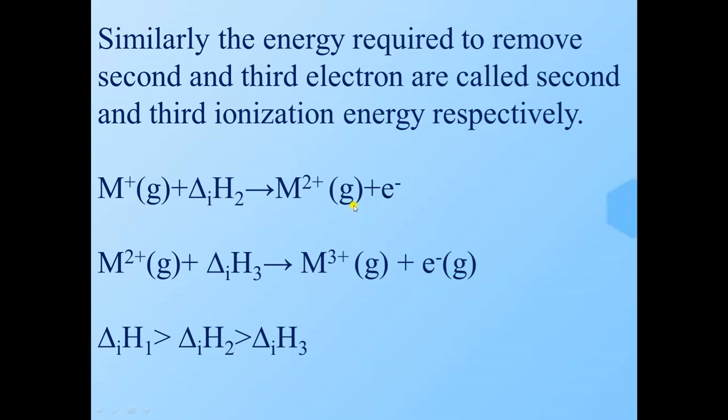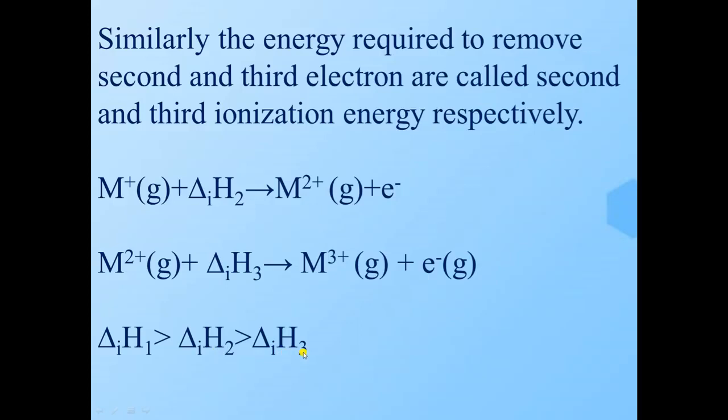Remember, all these ions are in gaseous state. Now, if M2 positive loses one more electron, what will happen? The amount of energy required to remove one more electron, that means the third electron from M2 positive, will convert M2 positive into M3 positive ion, and this is the electron which is lost by M2 positive. Now we will compare first ionization enthalpy, second ionization enthalpy and third ionization enthalpy.